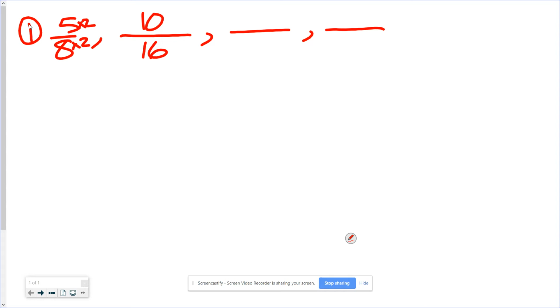If we think about doing it backwards, started at 10 and divided it by 2, we'd get 5. If we started with 16 and divided it by 2, we get 8. So they're still equivalent.